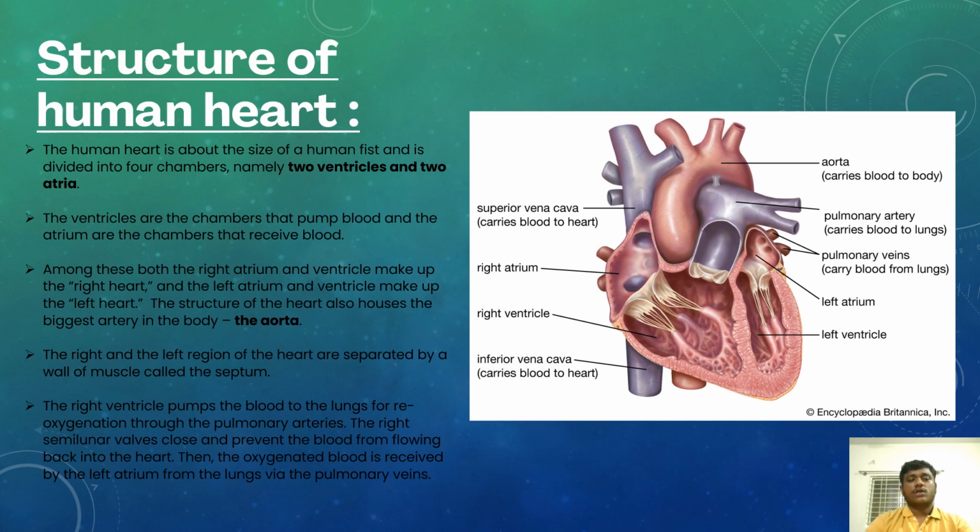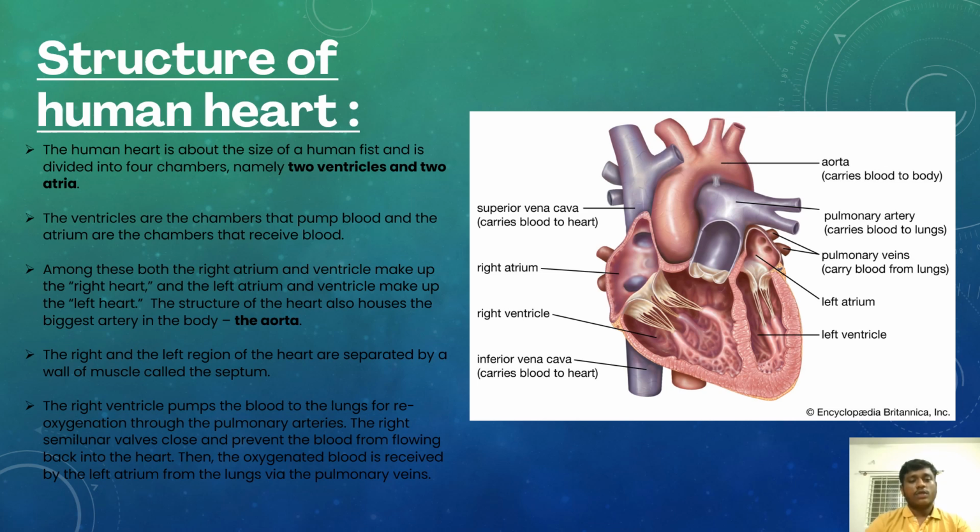Coming to the structure of the human heart. The human heart is about the size of a human fist and it is divided into four chambers, namely two ventricles and two atria. The ventricles are the chambers that pump the blood and the atria are the chambers which receive the blood.